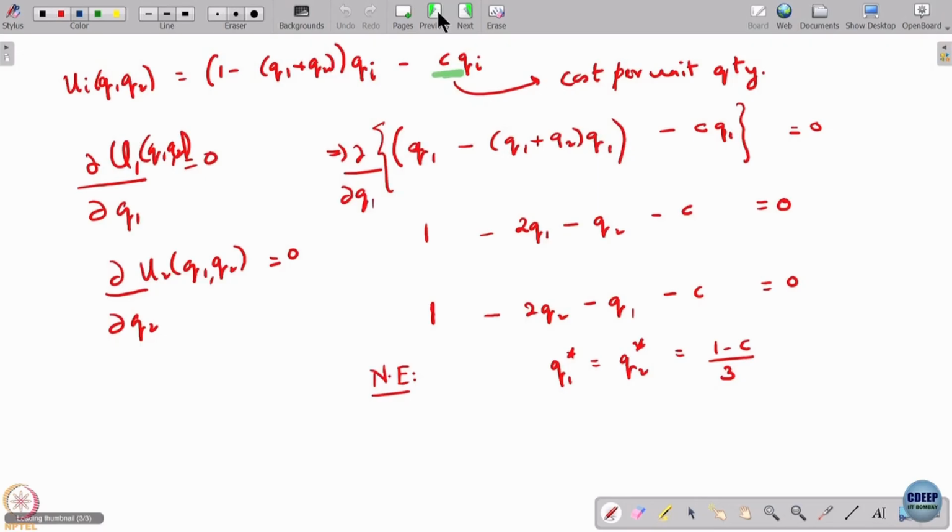So let me go back here. First tell me, in this game, what were the strategies of the players? They had to decide the amount of quantity to be produced. So what is the space of strategies? I have not said it explicitly, but it is all non-negative numbers, right? Basically the space of strategies is 0 to infinity, for each player.